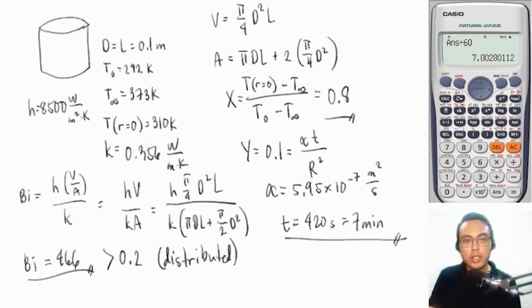How do we interpret this? We interpret this as it takes 7 minutes for the center of our cylinder to reach 310 Kelvin if it is exposed to a surrounding temperature of 373 Kelvin. And since this is a distributed system, we expect that the different points of the cylinder would have different temperatures as well. For instance, we expect the surface of the cylinder to be around 373 Kelvin at around 7 minutes because it's the first surface exposed to the hot environment. That is how distributed systems work. We solve them using the Gurney-Lurie charts.